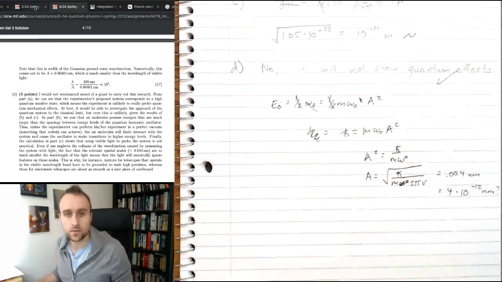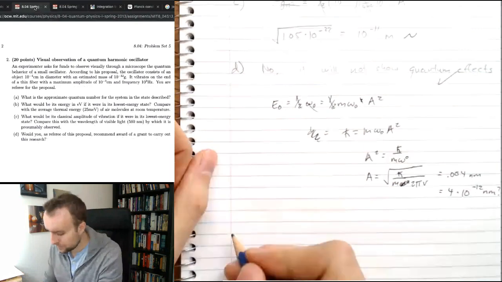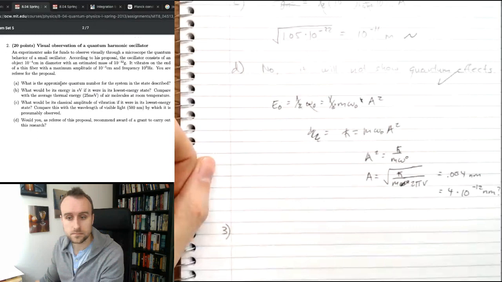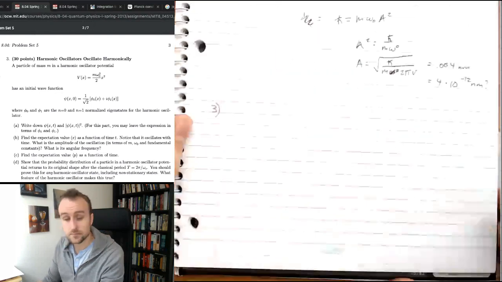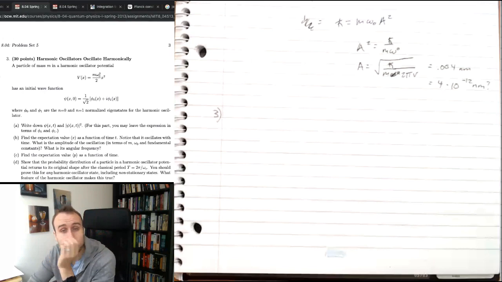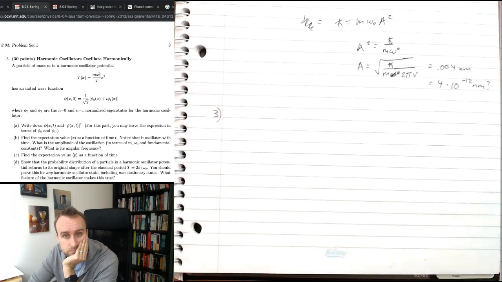All right. Let's go forward now to part 3. Harmonic oscillators oscillate harmonically. Okay. A particle of mass m in a harmonic oscillator potential has an initial wave function. Write down psi of x and t and the norm squared of psi of x and t.